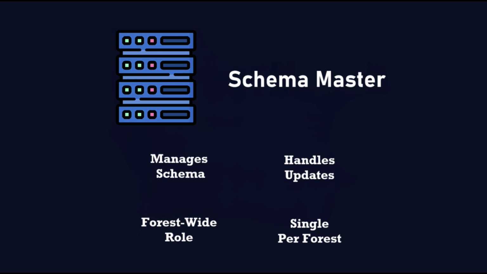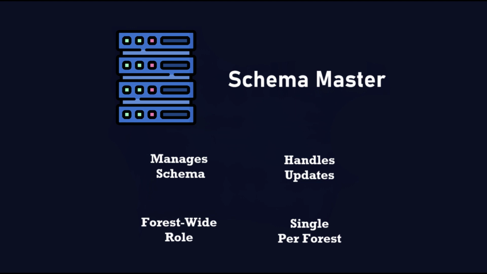Since the schema master is a unique role within the forest, only one domain controller holds this role at any given time. If the schema master becomes unavailable, no schema changes can be made until the role is transferred to another DC. While this does not affect day-to-day Active Directory operations, it becomes a critical issue if schema updates are required for new applications or system upgrades. And while we are talking about system upgrades, let's get to the handles updates part.